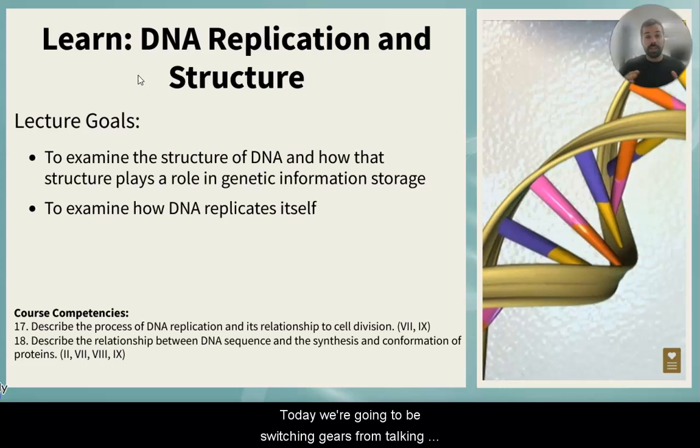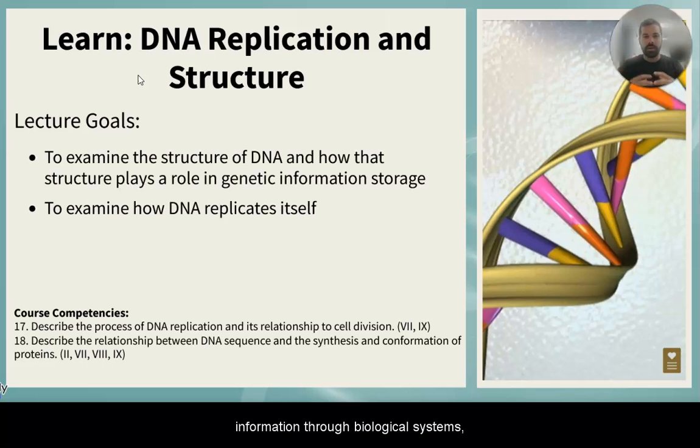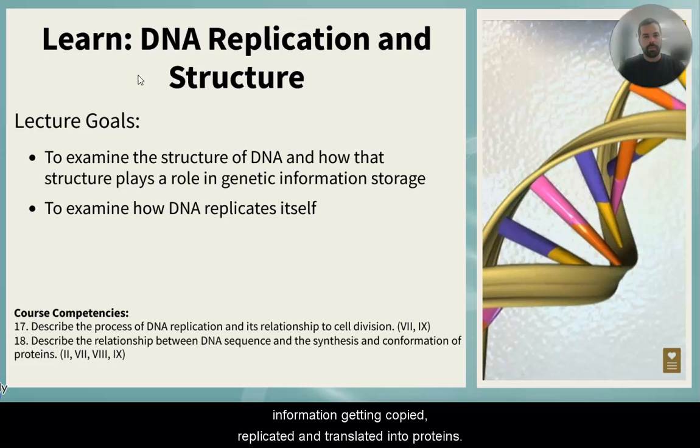Today we're going to be switching gears from talking about the flow of energy and matter through the system and cellular respiration and photosynthesis. We're going to be talking more about the flow of information through biological systems, what is referred to sometimes as the central dogma of molecular biology, how we have genetic information getting copied, replicated, and translated into proteins. So today we're going to recap some about DNA and how it's structured, and get into talking about how it's replicated.